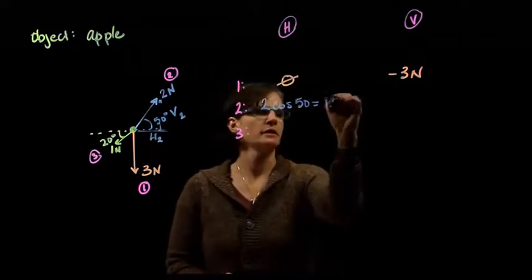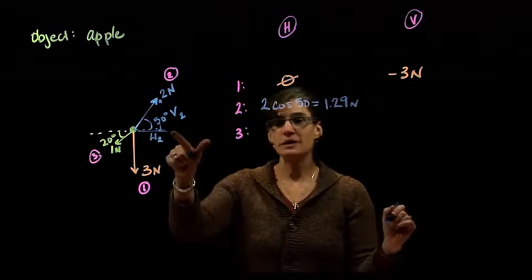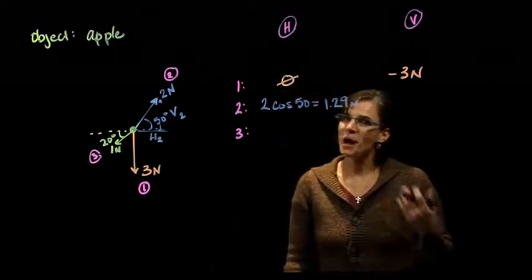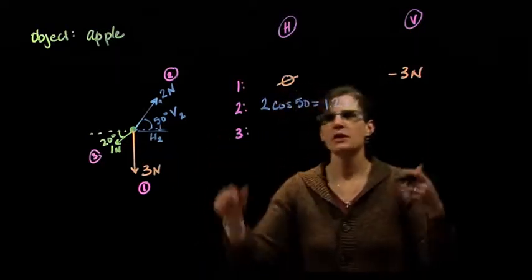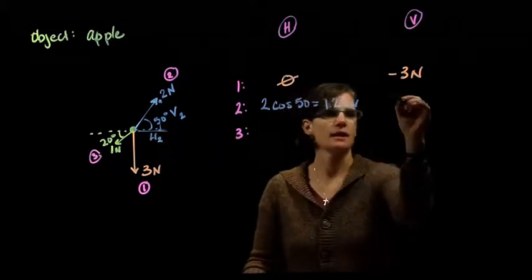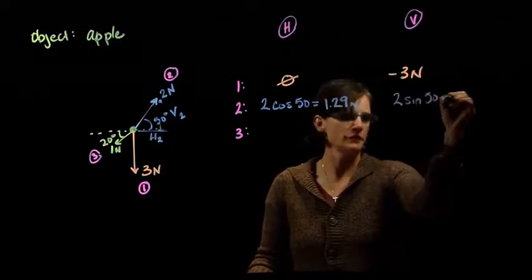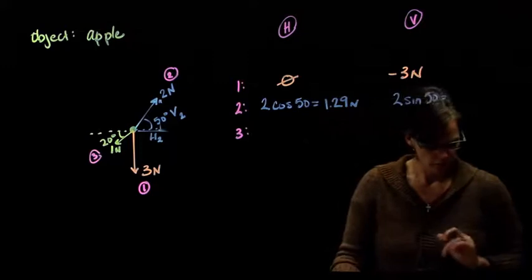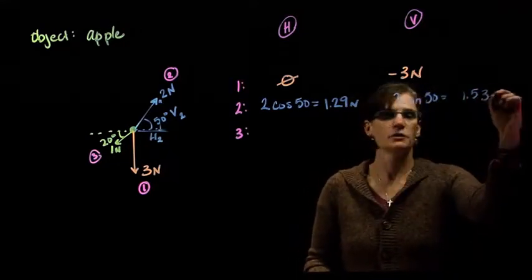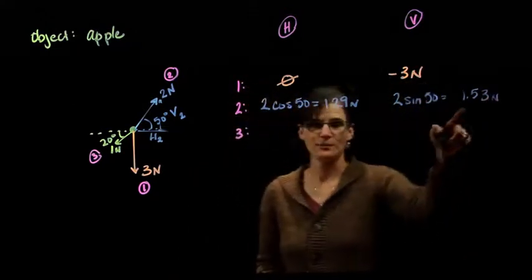1.29 newtons. I always want to check if it's positive or negative. It's pointing to the right, so this should be a positive value. It also has an up component, a vertical component. In this example, the vertical component is opposite my angle, so my vertical component will be 2 times the sine of 50 degrees. So the vertical component is 1.53 newtons, and I want to check if it's positive or negative. Indeed, it should be positive, and it is positive.